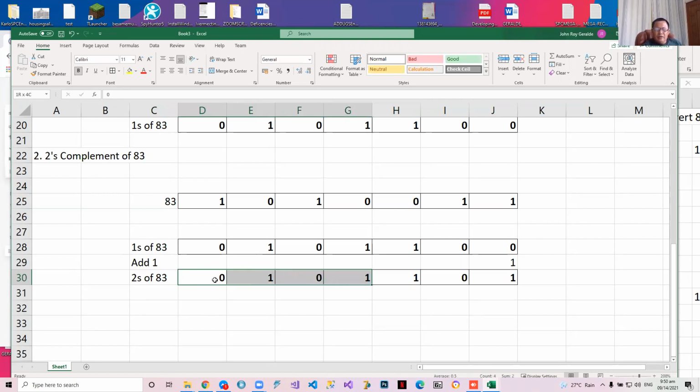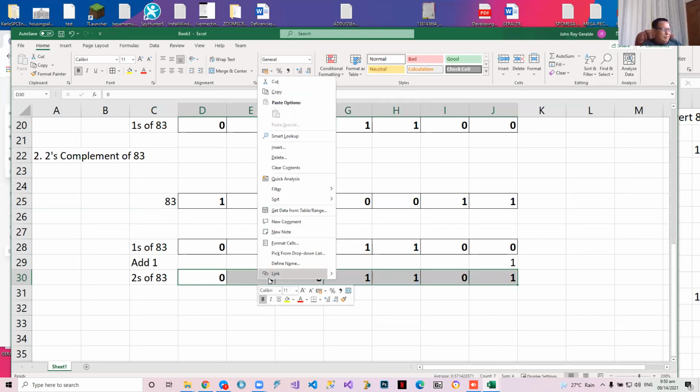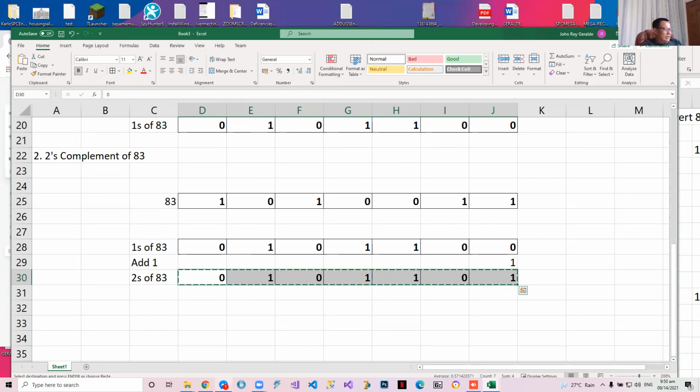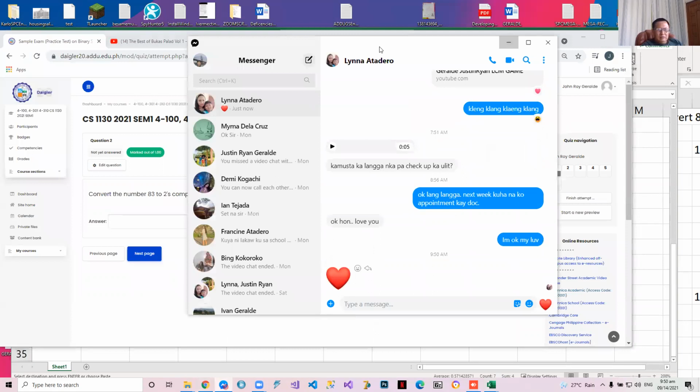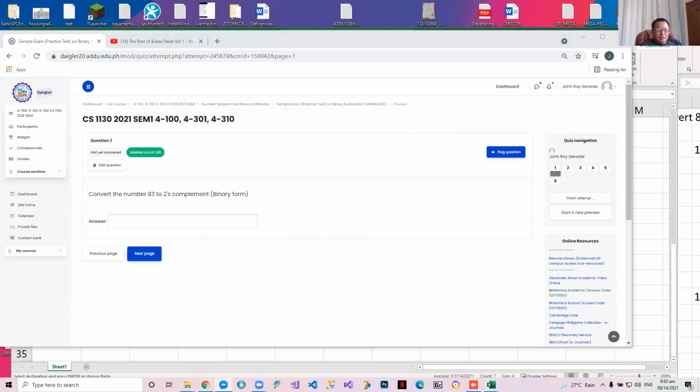Okay. Any questions so far? So 2's complement is 1's complement plus 1. And if you reverse the process, you will get the same result. Okay. Okay. So we'll copy it here. We'll remove the blank spaces. Okay. Do you follow?